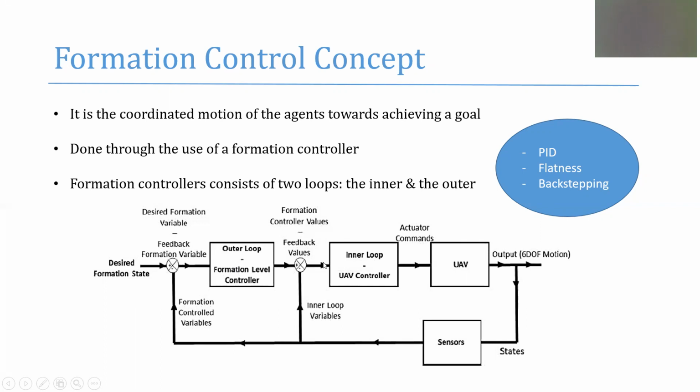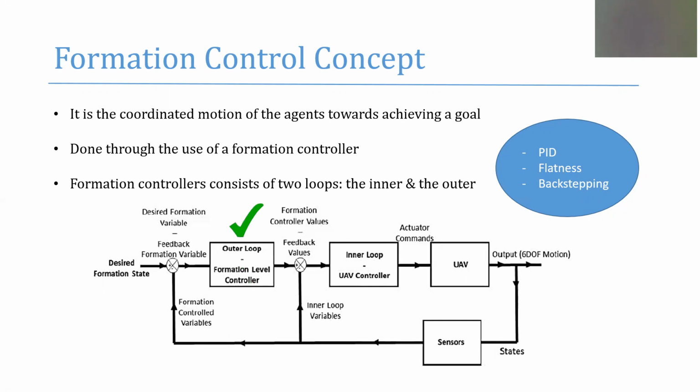So if you want a general idea, the formation controller consists of two loops: the inner one, which is responsible for the control of each agent in the formation, and the outer loop, which is responsible for the global formation controller, in other words, to control all the agents together, while the inner loop controls each agent alone. Okay, this is the formation controller concept.